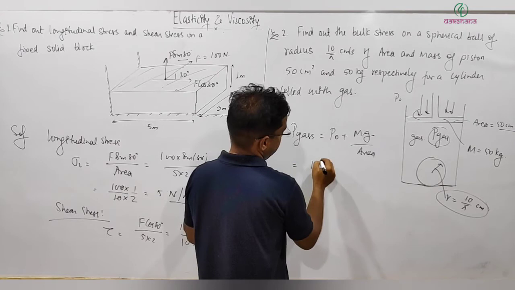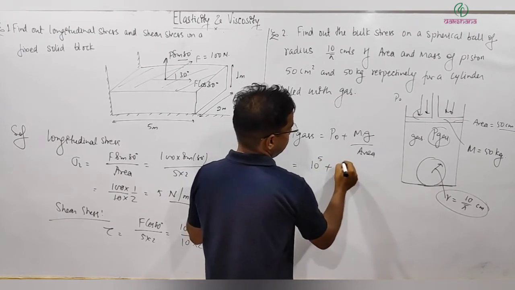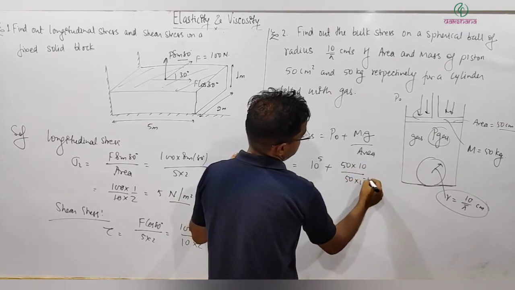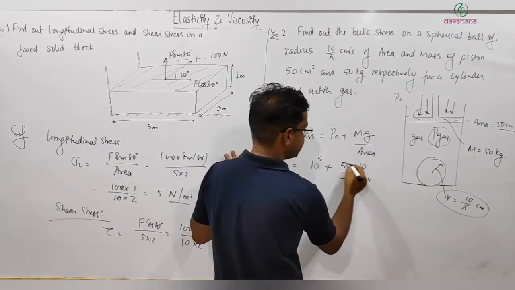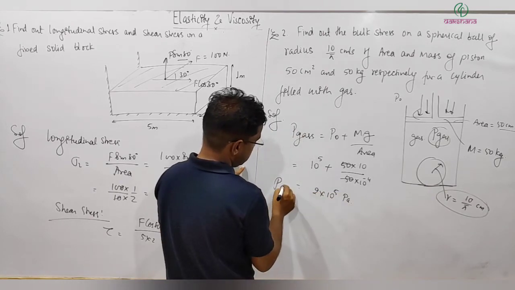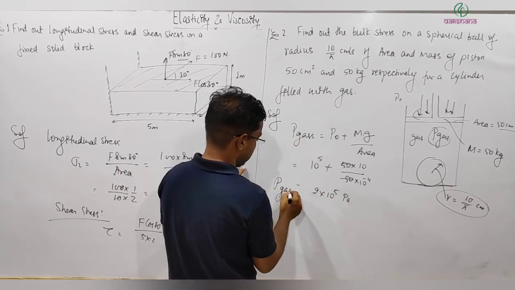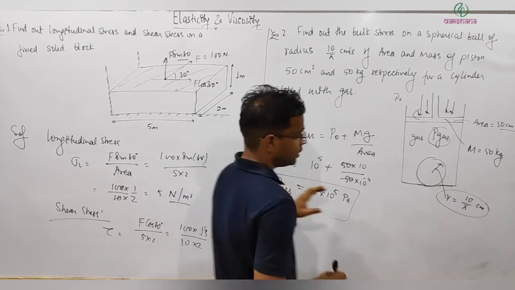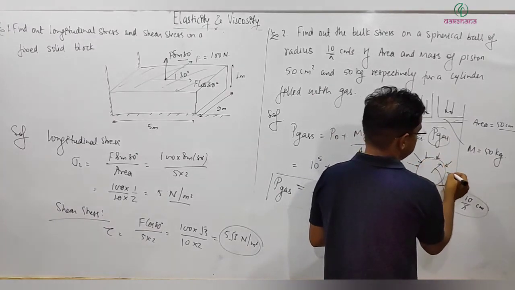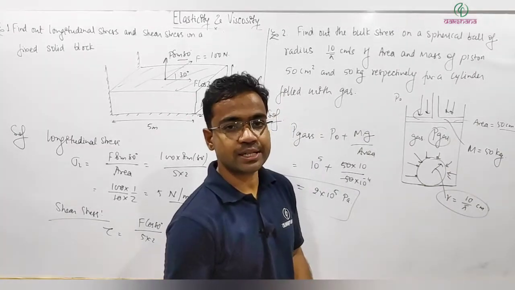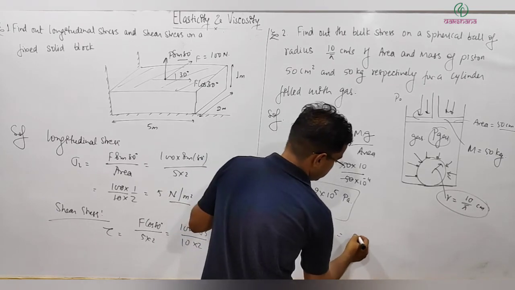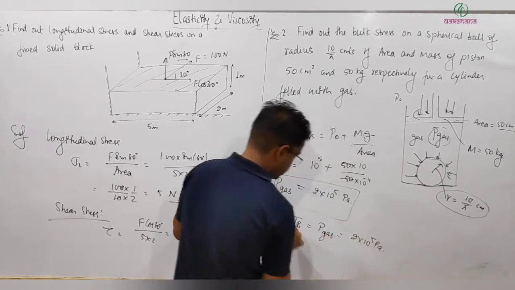P naught is the atmospheric pressure, 10 to the power 5 Pascal, plus the mass 50 into g, 10, divided by the area, 50 multiplied by 10 to the power minus 4. So this gets cancelled, and that is equal to 2 into 10 to the power 5 Pascal. This is the pressure of the gas. And what is the force acting on this ball normal to its surface at every point? That is simply the pressure. So the bulk stress is simply equal to P gas, which is 2 into 10 to the power 5 Pascal. So this is the answer.